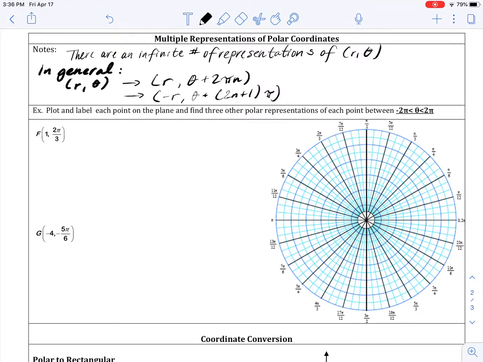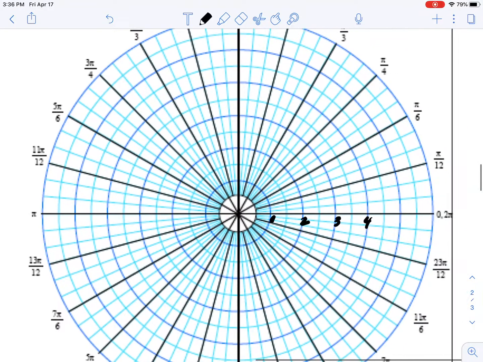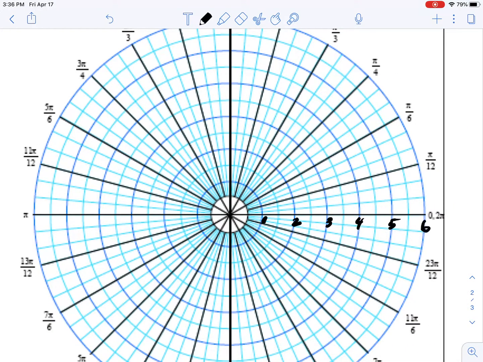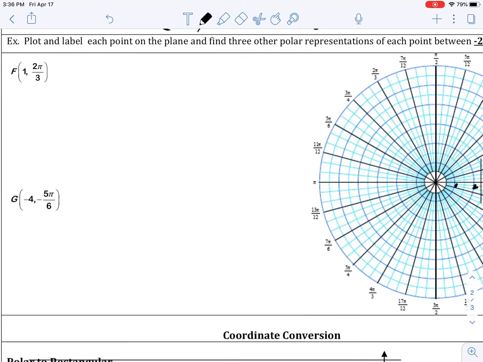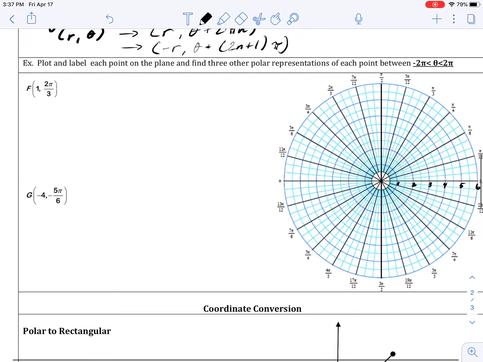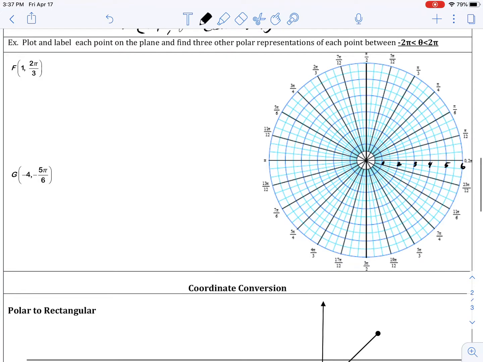Okay, so let's try a few examples of this. I've got another polar coordinate plane right over here. And again, there are my angles. And just like we did before, I'm going to label my polar axis 3, 4, 5, and 6. And from there, let's look at our first polar coordinate that we are going to be plotting. The directions say plot and label each point on the plane and find 3 other polar representations of each point.